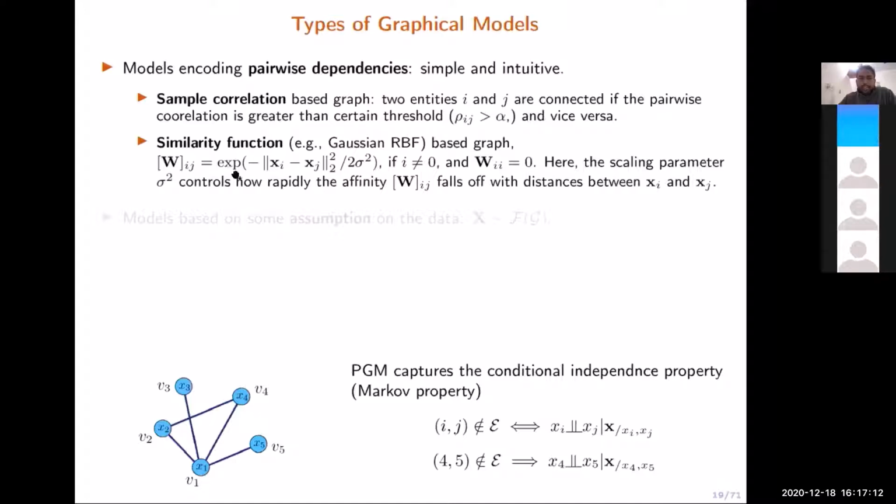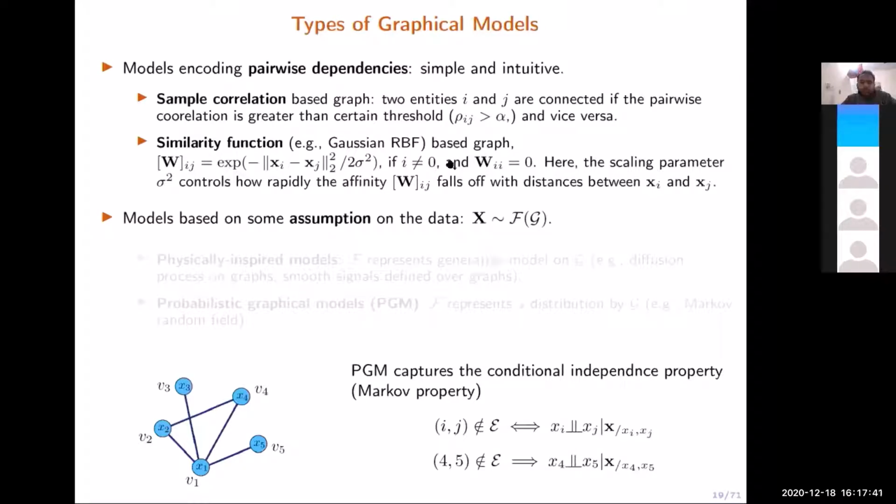Another is a similarity function based matrix. Statistically, in principle, it is similar to sample correlation based graph building, but it has certain other flexibility. By tuning the value sigma, you can play with the graph weights. But they also have the same problem that they may be prone to outliers and they only capture the pairwise dependencies. So these two models are simple, but they are not so effective.